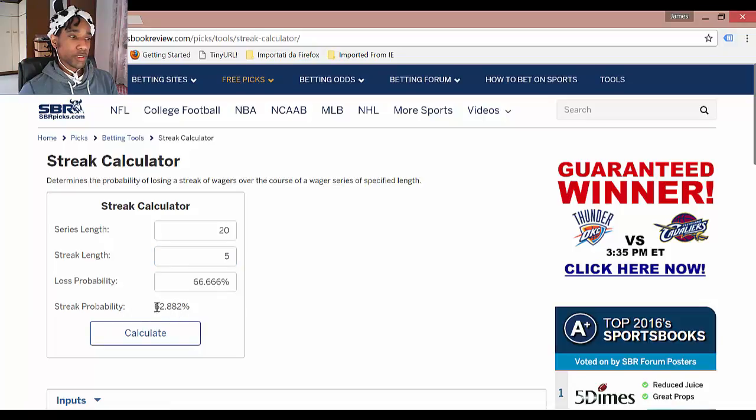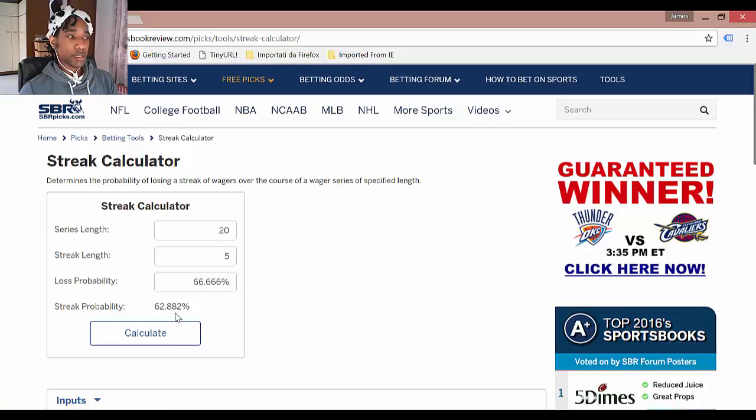And then streak probability. If I press calculate here, it gives us 62.882%. Now what does this mean? This means that on any given week, we have a 62.882% chance of taking 5 losers in a row, trading 20 trades within that week.